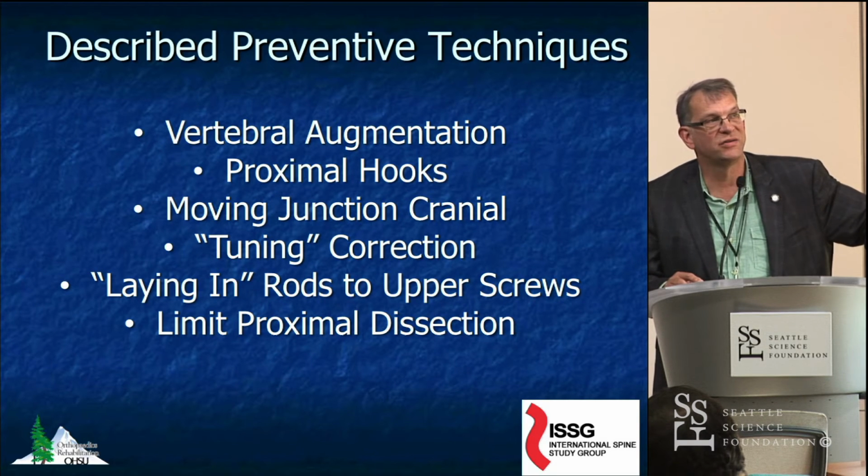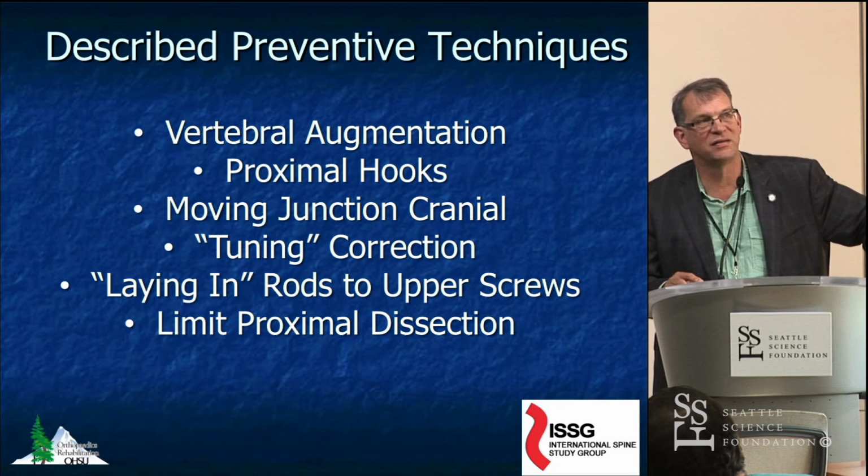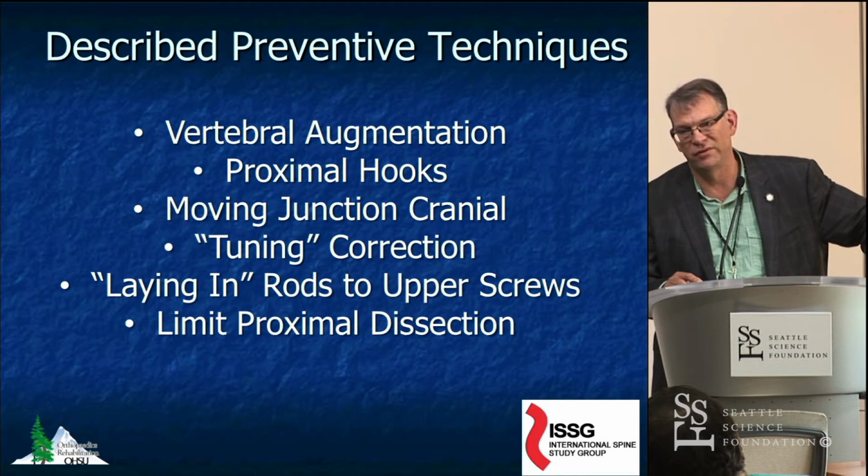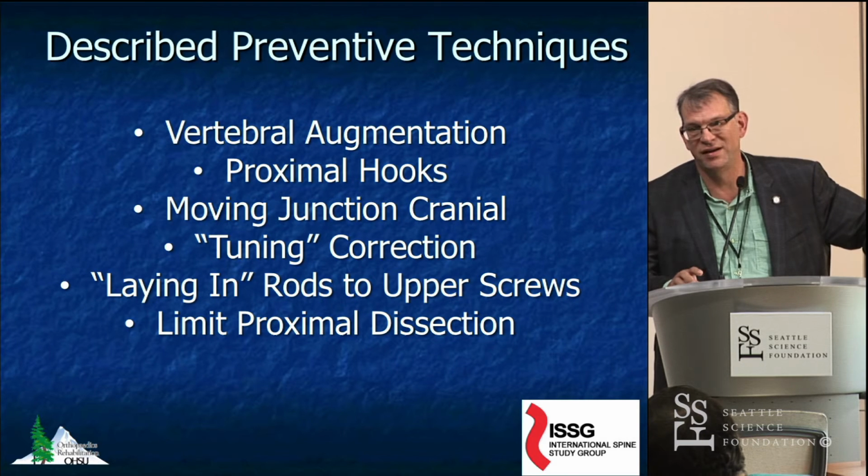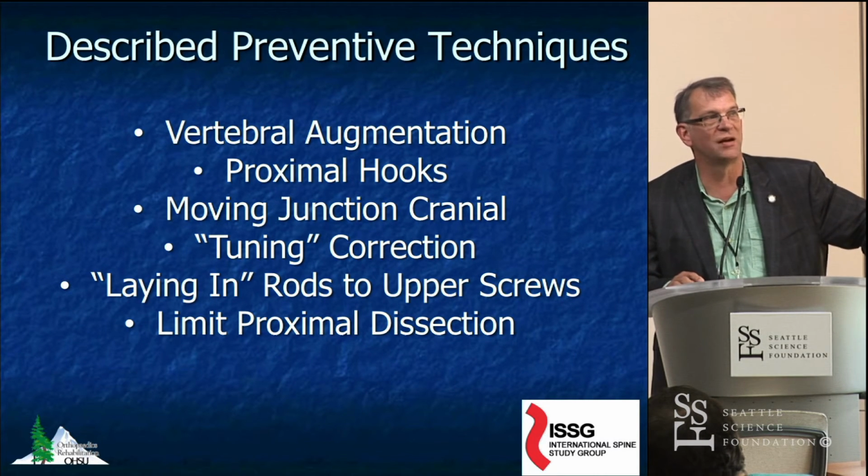Laying in of the rods to the upper screws is something in my practice that I think has definitely reduced the rate of this complication. By that I mean not contouring the rods on the back table, but using in situ benders to complete the reduction of the rods into the screws. So we're not reducing the spine to the rods at the upper end of the construct, just the opposite. We're laying the screws directly into the saddle so that there's no pull-out force as the patient lays on the table that sets them up for the potential for proximal failure.